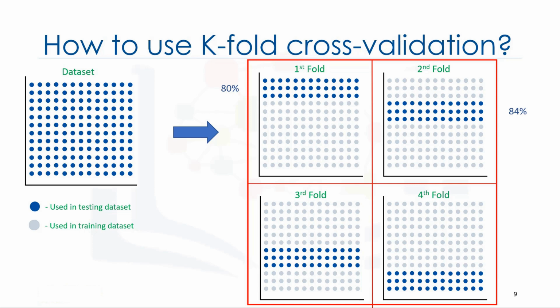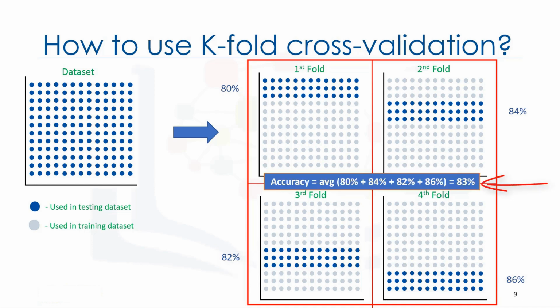Then, in the next round, or in the second fold, the second 25% of the dataset is used for testing and the rest for training the model. Again, the accuracy of the model is calculated. We continue for all folds. Finally, the result of all 4 evaluations are averaged. That is, the accuracy of each fold is then averaged, keeping in mind that each fold is distinct, where no training data in one fold is used in another.